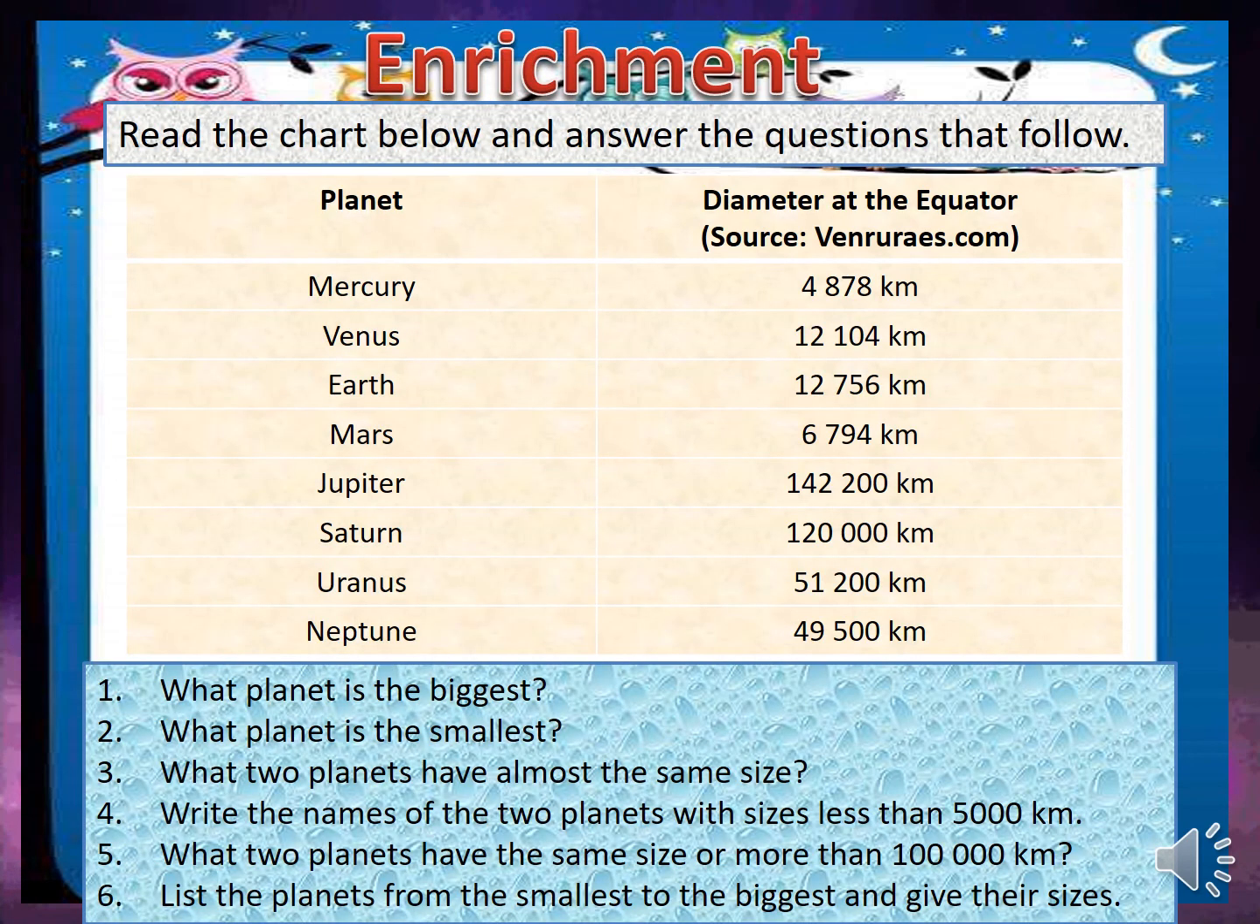Enrichment. Read the chart below and answer the questions that follow. You have the planets on the left column and the diameters at the equator on the right column. Answer the following questions. What planet is the biggest? What planet is the smallest? What two planets have almost the same size? Write the names of the two planets with sizes less than 5,000 kilometers. What two planets of the same size are more than 100,000 kilometers? List the planets from smallest to biggest and give their sizes.